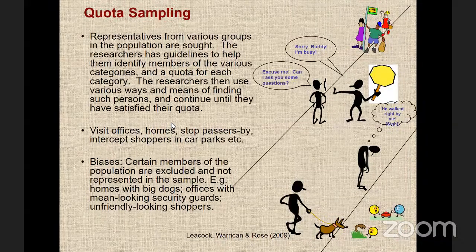Quota sampling, I would say, is the most sophisticated type of non-probability sampling. In order to do this, you still need to know the ratio of some subgroups. So for example, we know that in Jamaica, males and females are equal. So if we wanted to find out, what do we want to find out right now? I don't know. What do you guys want?